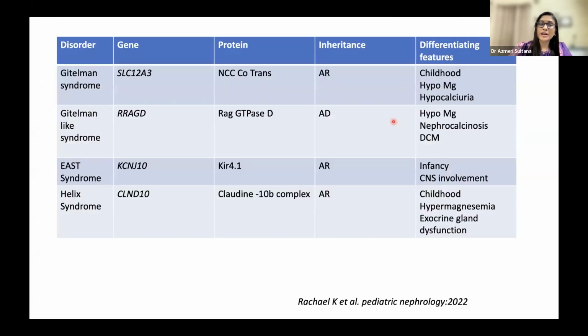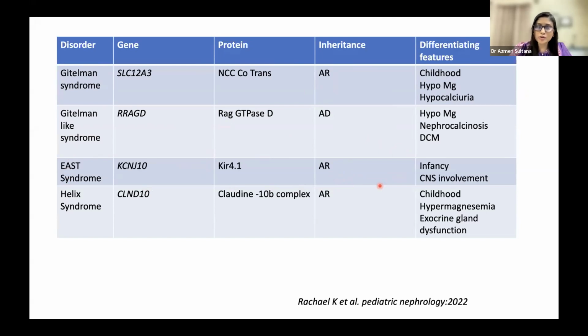This table shows what I have already mentioned: in Gitelman the responsible gene is SLC12A3, and it is inherited as autosomal recessive. It may present with hypocalciuria. There is also a Gitelman-like syndrome where the responsible mutant gene is RRAGD, which also presents with nephrocalcinosis and DCM, dilated cardiomyopathy. And EAST syndrome, which may present in infancy, is inherited as an autosomal recessive trait. It is also associated with CNS manifestations like ataxia and intellectual disability, sometimes seizures.